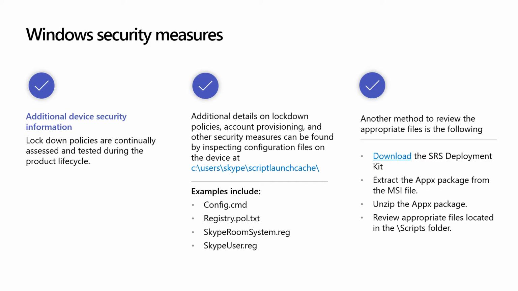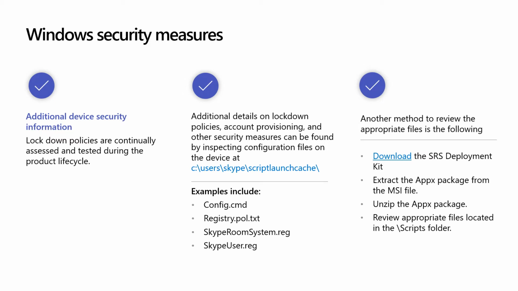Now there's a folder on the C drive of Teams Rooms, and the path is conveniently there on your screen, but it is in C:/users/Skype/script launch cache. This folder will contain many of the scripts that are running on a nightly basis. And you are free to inspect those scripts to verify what types of controls we're using to lock down the devices.